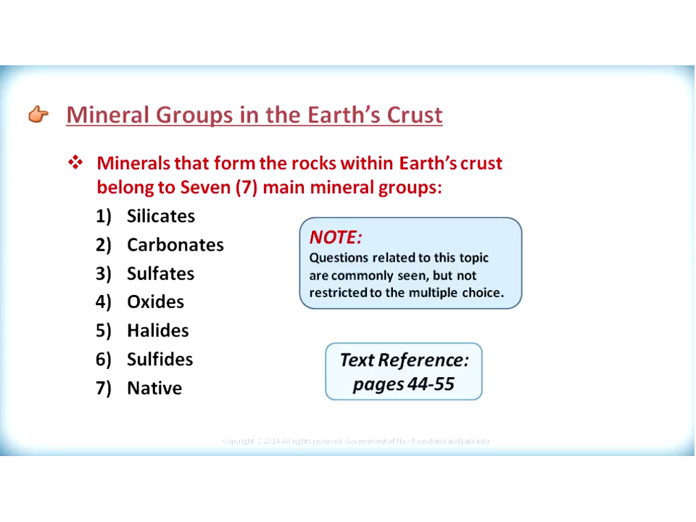The mineral groups that are found in Earth's crust. Minerals that form the rocks within Earth's crust belong to 7 main mineral groups. These are the silicates, carbonates, sulfates, oxides, halides, sulfides, and native minerals. If you look at the 7 different groups, you'll notice that 3 of the mineral groups end in ATE.